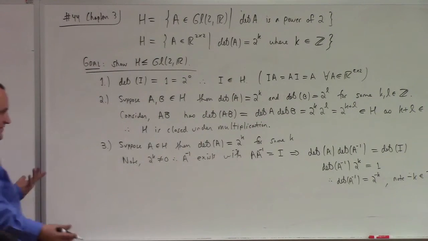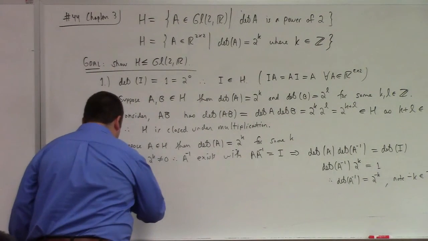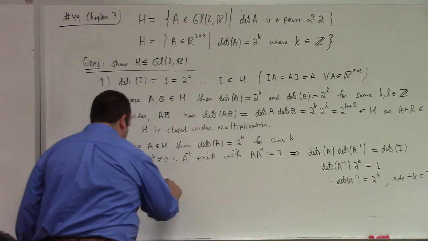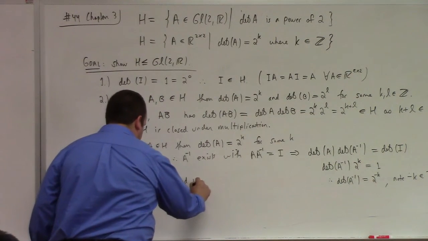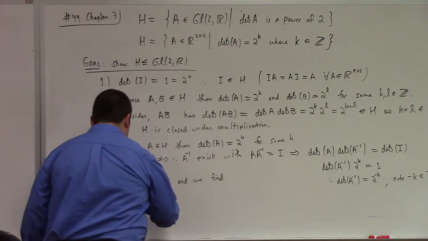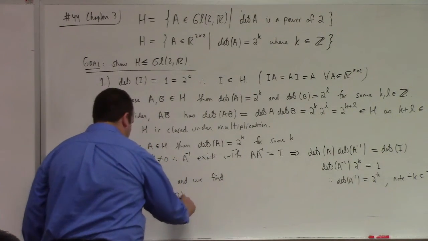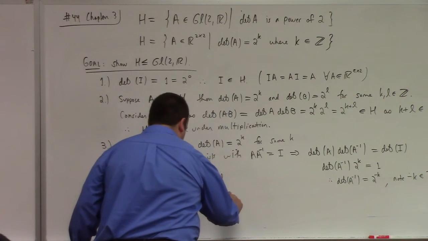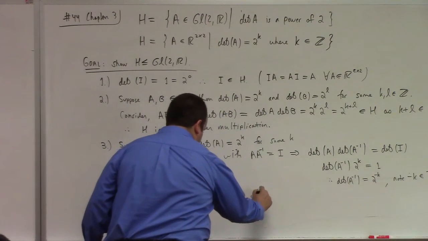So what does that show? A inverse is an element of H. And we find H is a subgroup of GL2(R) by the two-step subgroup test.